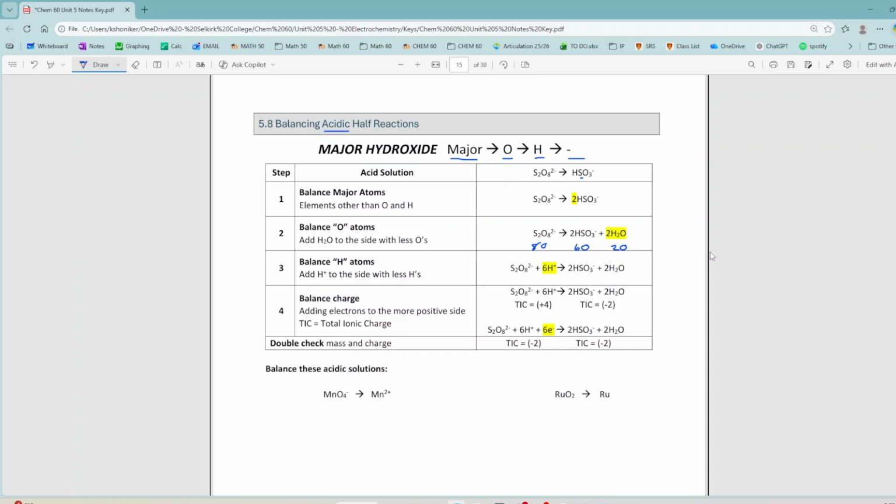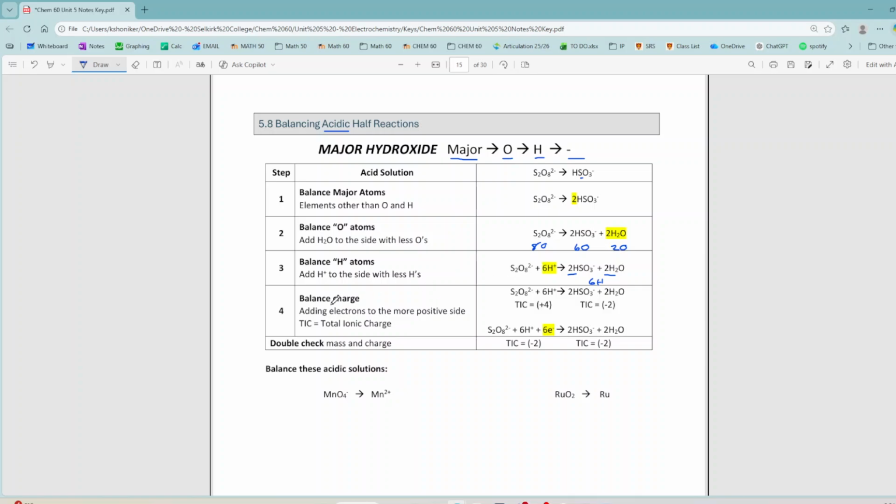And I'm allowed to just do that. So I add 2 waters. But now this throws off your hydrogens. So now you're going to balance the hydrogens by just magically adding hydrogen ions. So if we look at the left-hand side, there is no hydrogens. But on the right-hand side, we have 1, 2, and then another 4. We have 6 hydrogens on the right. So we add 6 hydrogen ions on the left.